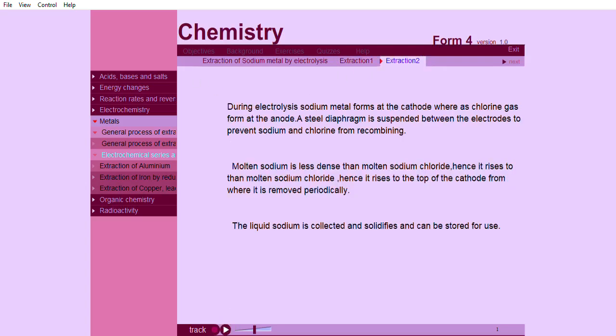During electrolysis, sodium metal forms at the cathode, whereas chlorine gas forms at the anode. A steel diaphragm is suspended between the electrodes to prevent sodium and chlorine from recombining. Molten sodium is less dense than molten sodium chloride, hence it rises to the top of the cathode, from where it is removed periodically. The liquid sodium is collected, solidifies, and can be stored for use.